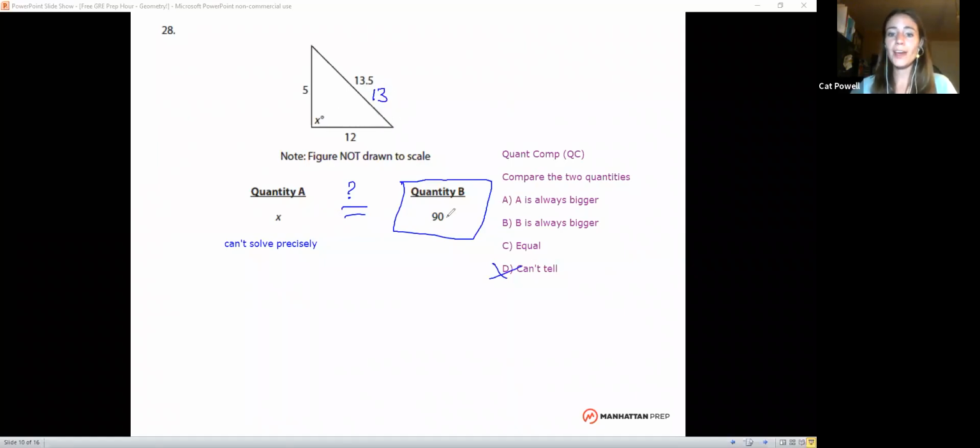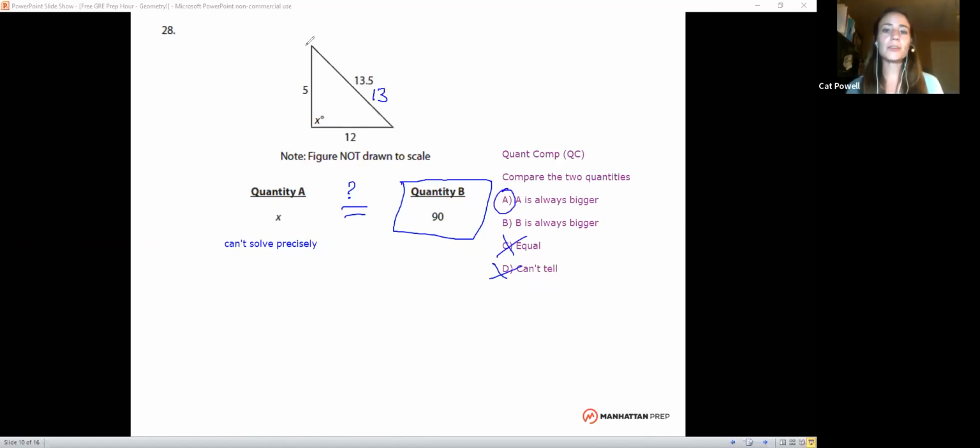So if X equaled 90, I would expect this side here to be 13, so I can rule out C. And then I see, okay, 13.5 is bigger than 13. So because side length and angle size relate, this angle is going to have to be bigger than 90. So I can choose answer choice A.